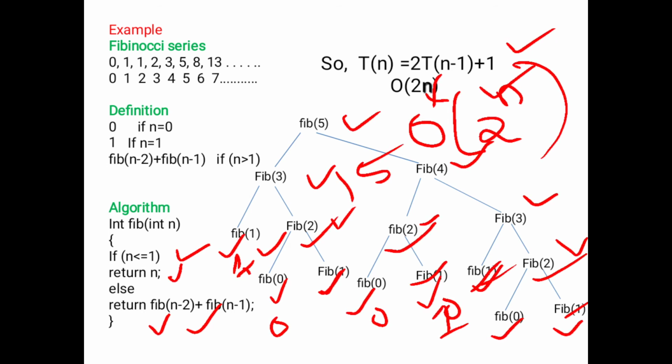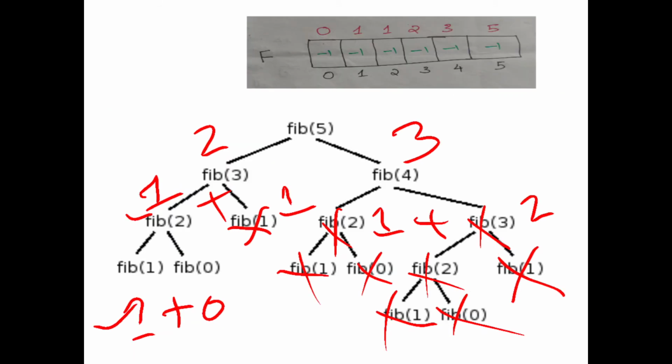15 calls. Just calculate: 1, 2, 3, 4, 5, 6, 7, 8, 9, 10, 11, 12, 13, 14, 15 function calls are there. But in this structure, we can reduce the function calls that repeat again and again. So this is the memoization method.